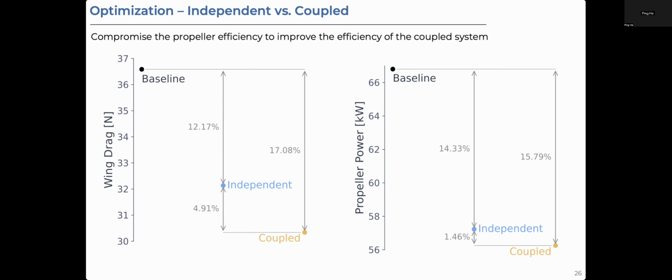So what we find is that in the independent versus coupled optimization, we actually want to compromise the propeller efficiency to improve the efficiency of the overall system. So we see that for the wing drag, from the baseline, we drop about 12% to the independent case. We drop another 5% in drag to get to the coupled optimized design. The propeller power numbers are less impressive in terms of a difference between independent and coupled, where we drop about 14% from baseline to independent, and then we drop another 1.5% to the coupled optimization.